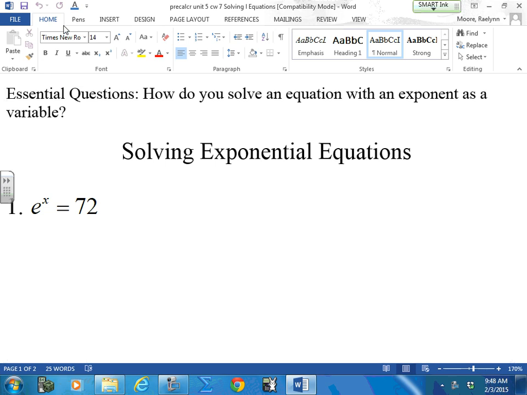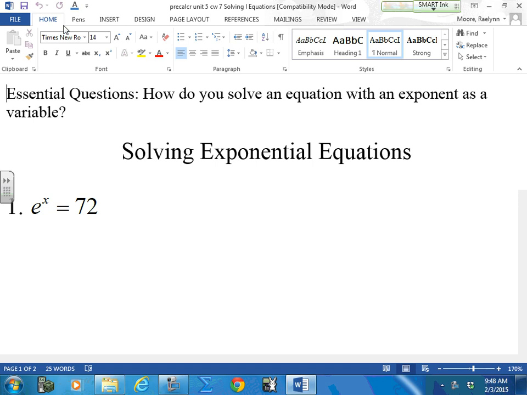One of the most important ones is raised to the power. When your exponent is your variable, the only way to bring that exponent down is with your power rule. The only guy that owns that power rule is a log rule. So we have to use a log power rule to bring down this exponent.